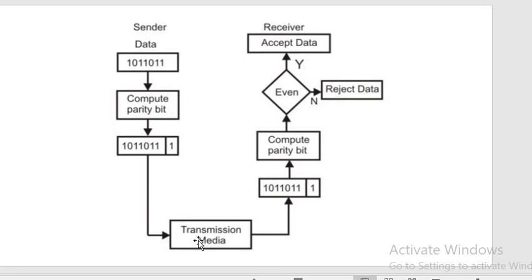Through this transmission media, I will send my data along with the parity bit. Here they are going to compute the parity bit. If it is even, they will accept the data. If the number of 1s is odd, they will reject the data.